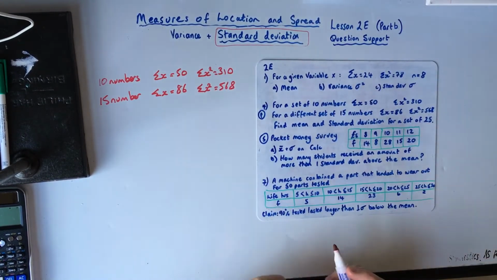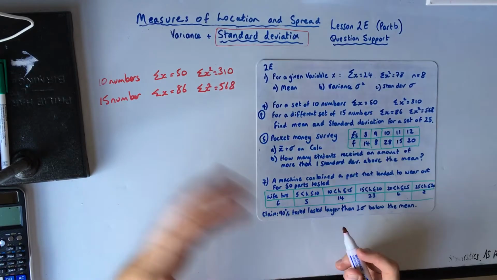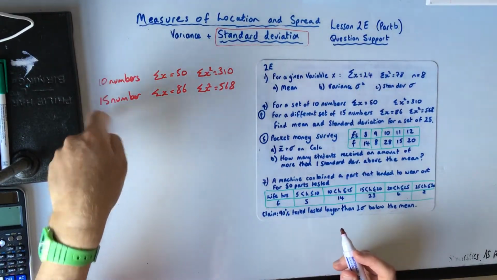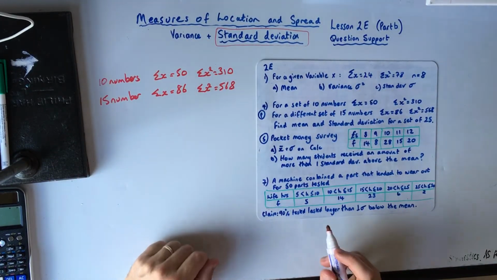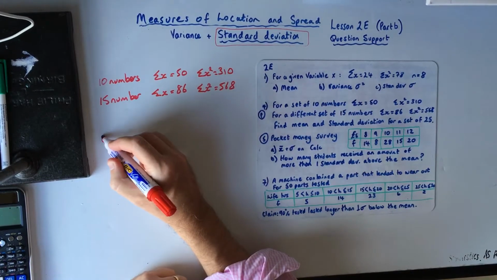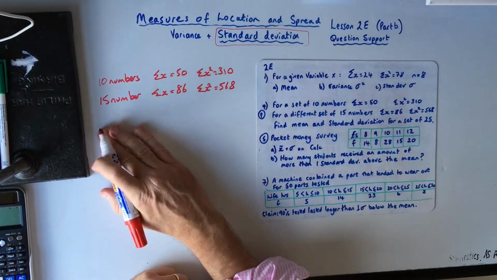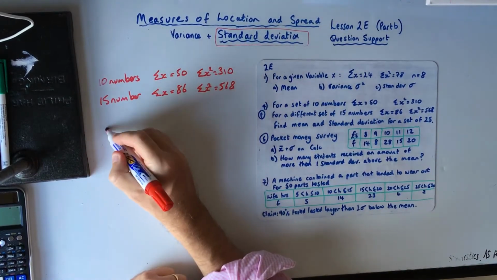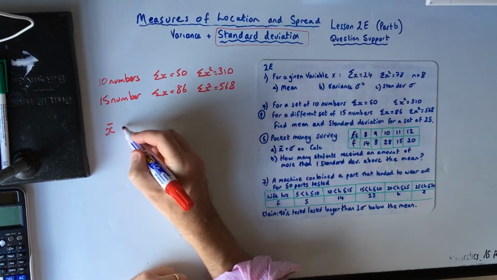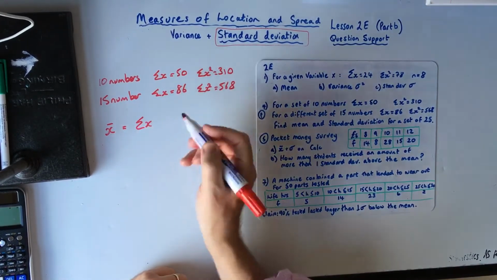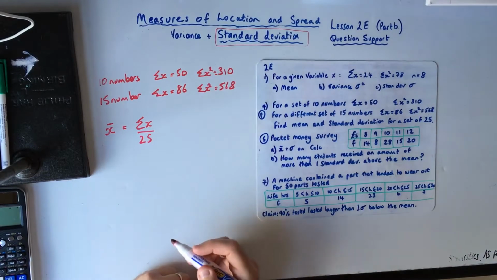Okay, so it says find the mean and standard deviation of all of them together, in other words the full 25 numbers. The mean of all 25 is equal to the sum of x, the sum of all 25, divided by 25.